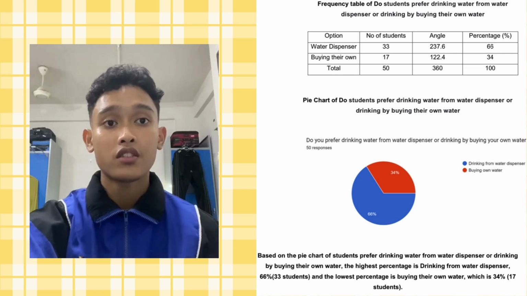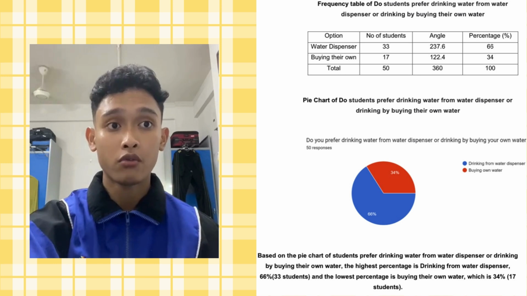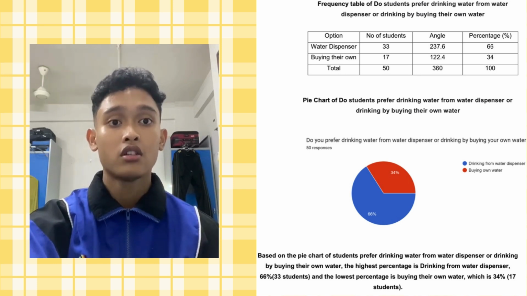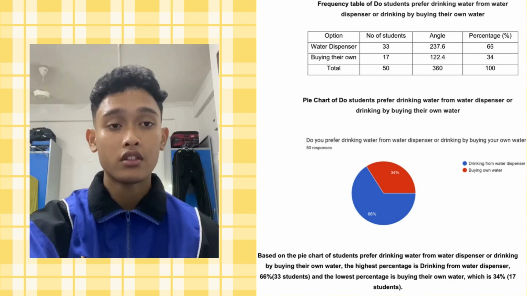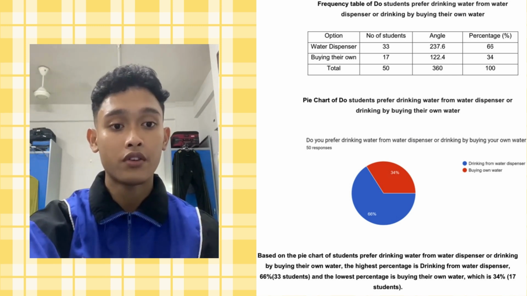Next one is the frequency table of whether students prefer drinking water from the water dispenser or drinking water by buying their own water. The number of students that choose the water dispenser is 33 students, and the percentage is 66%. Students that choose buying their own is 17 students, which is 34%. So the total sum is 50 students and a percentage of 100.